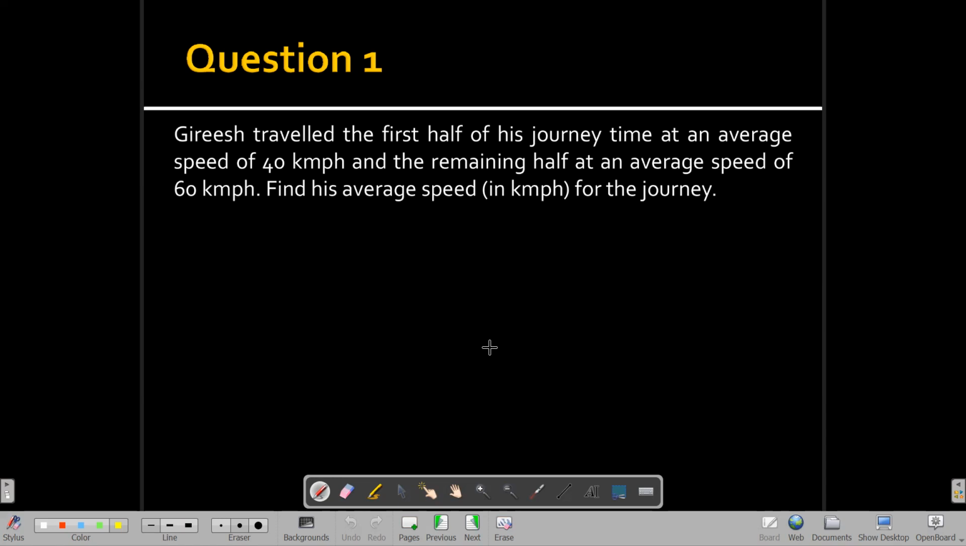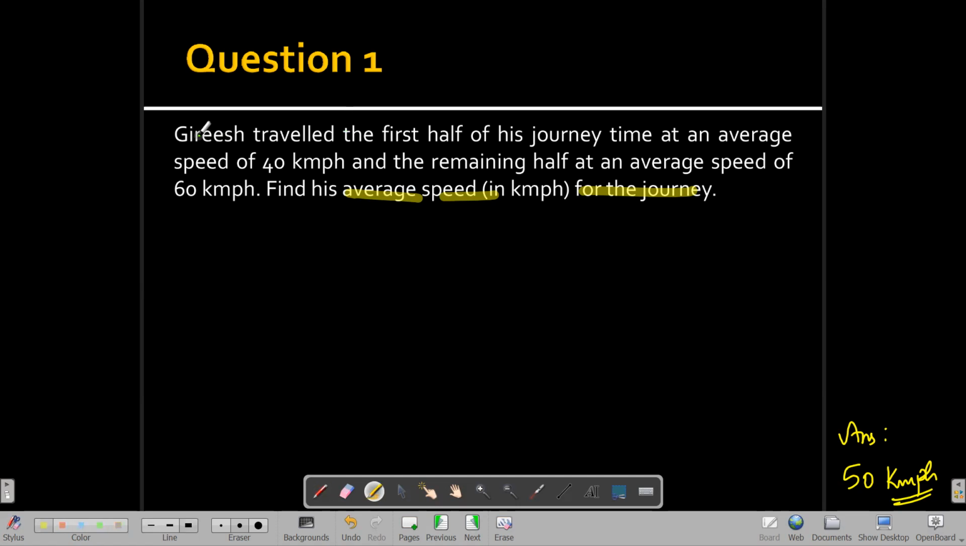All right, dear students, I assume that you are ready with the answer for this question. The correct answer for this question, the average speed for this journey, is 50 kilometers per hour. Now, let me share with you the explanation for this question.